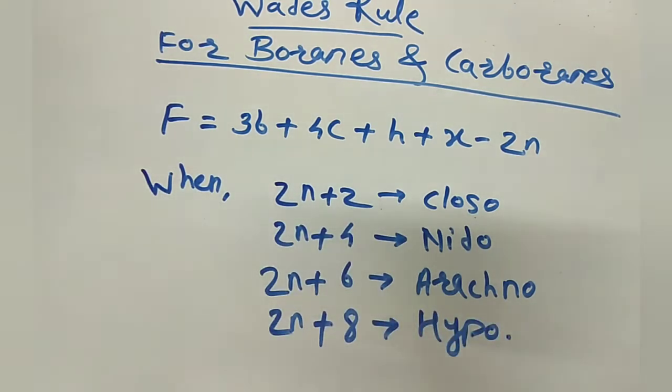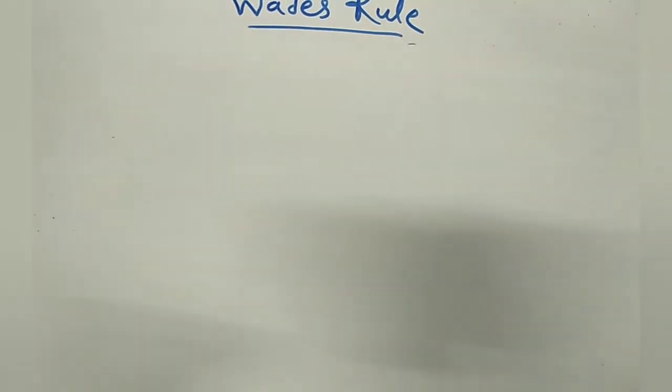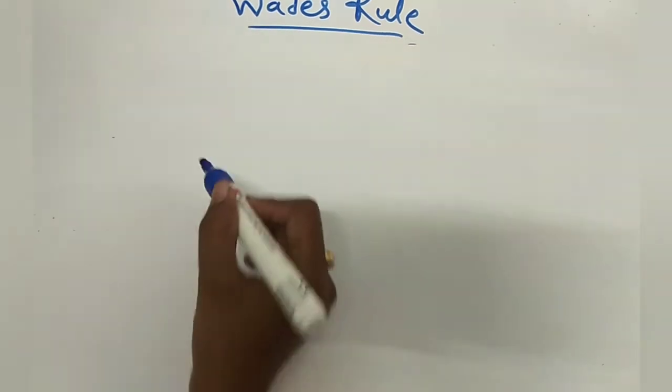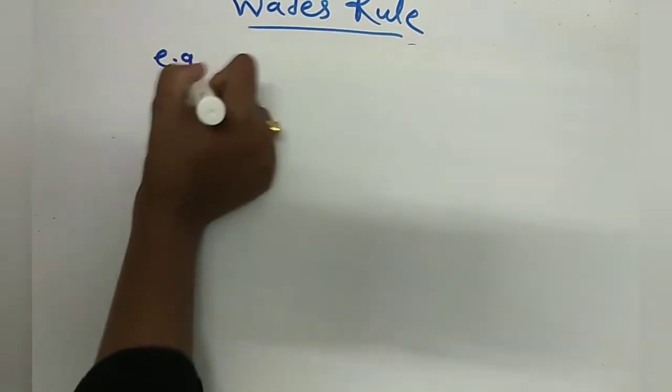So student, in the final examination, the question asked on this topic is finding out the Wade's rule calculation and whether the particular borane or carborane is closo, nido, arachno or hypo. This question is also asked in NET/SET examination. So we are considering the example for calculating the Wade's rule.